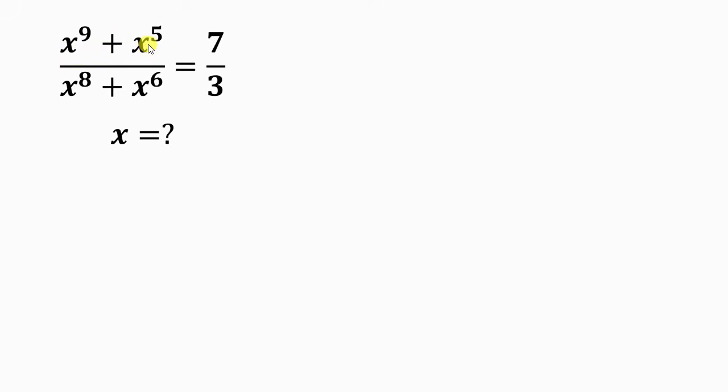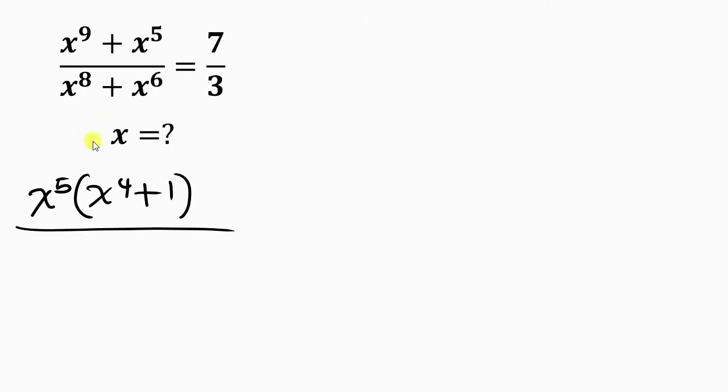On the numerator, x to the power of 5 is common, so we can factor out x^5, open bracket. Now, x^9 divided by this, we have x^4, plus this divided by this is 1. Now, on the denominator, x^6 is common, so we can factor out x^6, open bracket. This divided by this is x squared plus this divided by this is 1. And this is equal to 7/3.